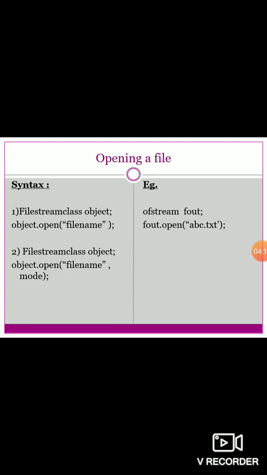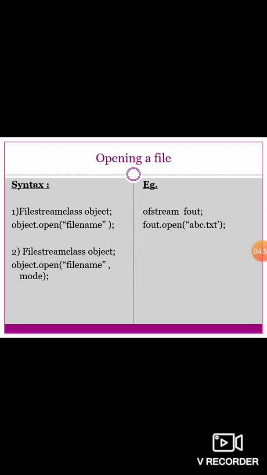Now let's see how to open a file with a proper example. On the right hand side I put the example as ofstream fout; fout.open, and in brackets in double quotes I put the file name abc.txt. That means using the file name abc.txt, with the help of the open function, I open that file by default in reading mode. Clear? Getting it? So that is how to open any file.